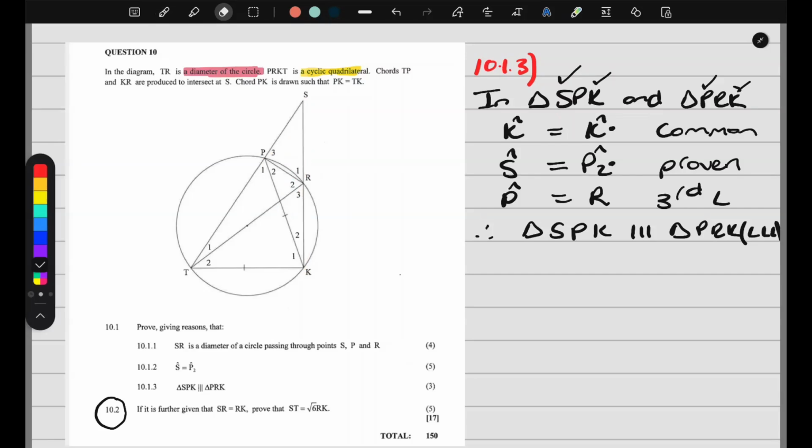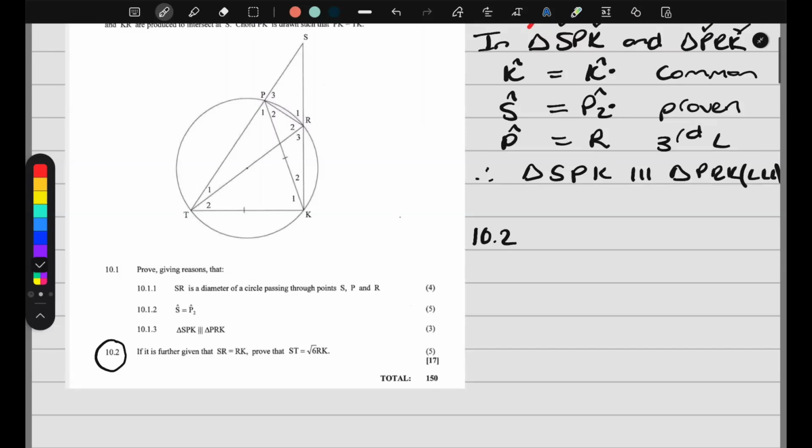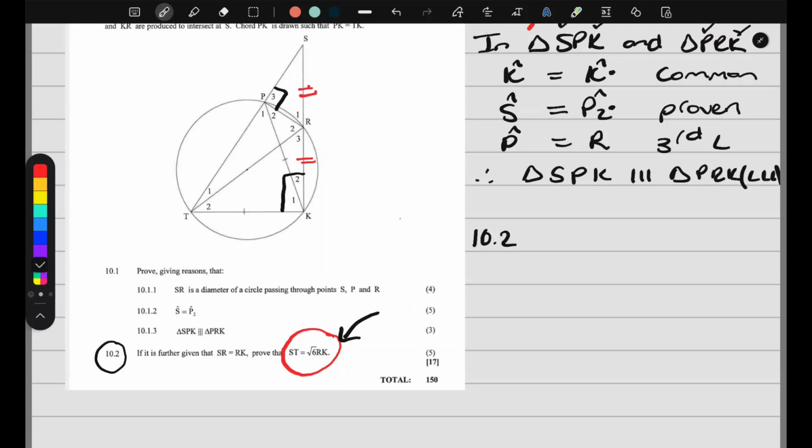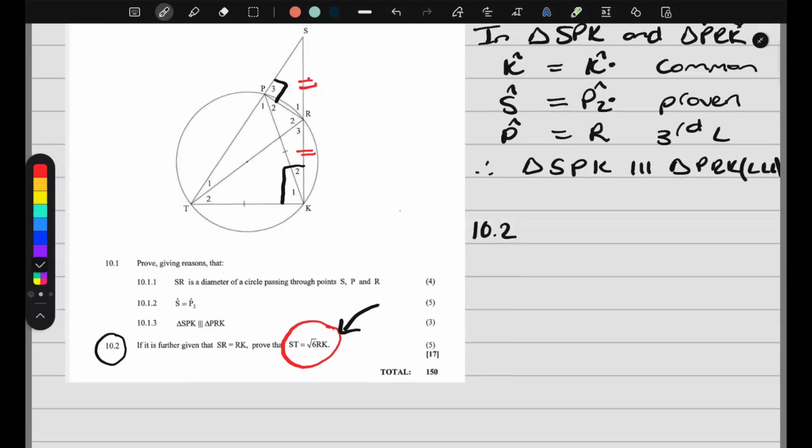So let's look at the last question. Question 10.2 says, it is further given that SR is the same length as RK. We have to prove that ST is equal to root 6 times RK. That's our last question. Let's see if we can do that. Okay, when you look at this question, there's a square root. So to get to a square root, you must have something squared. So I'm going to use the similar triangles and see if I can just start from there.